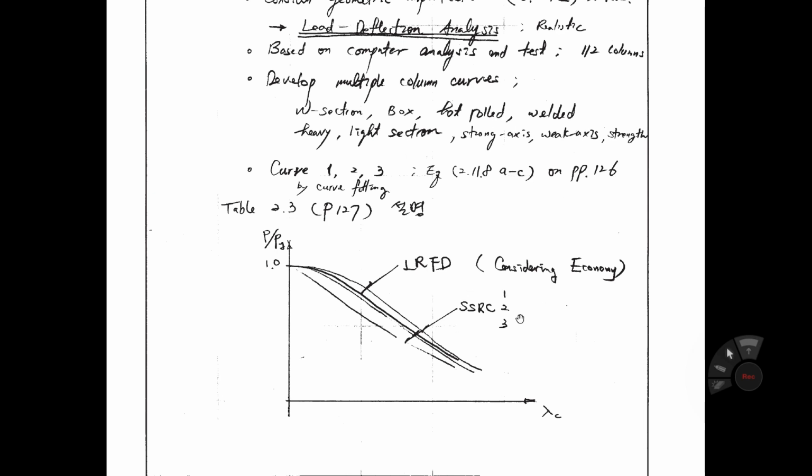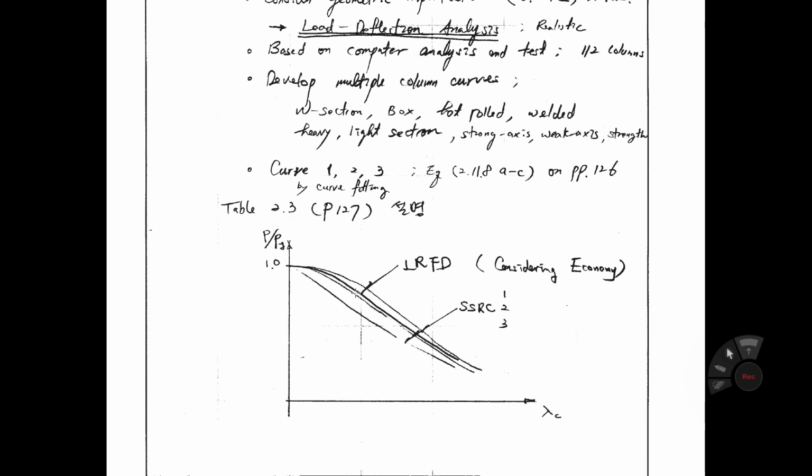Firstly they develop SSRC curves 1 to 3, and then they make curve fitting to define the LRFD column curve like that. As you see, the LRFD column curve is a little higher than SSRC curve 2. So considering economy, if we make the LRFD curve above average, okay, then the steel section can be designed somewhat smaller, because the strength is somewhat higher than the average of the SSRC curves.